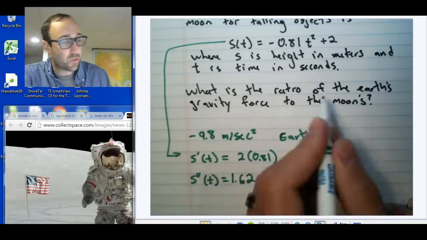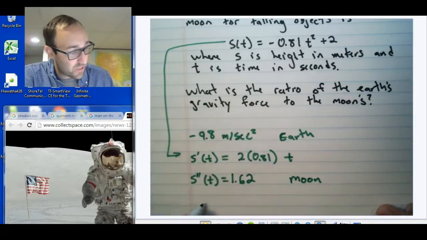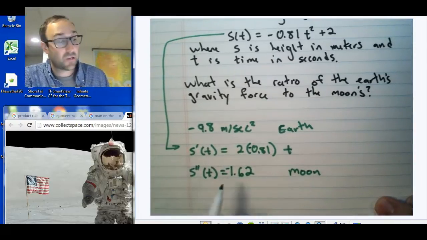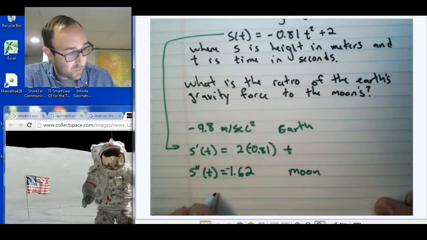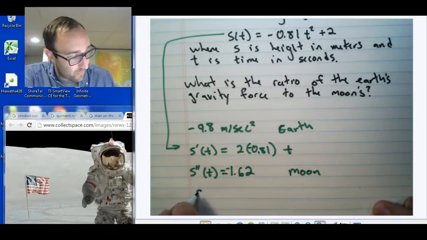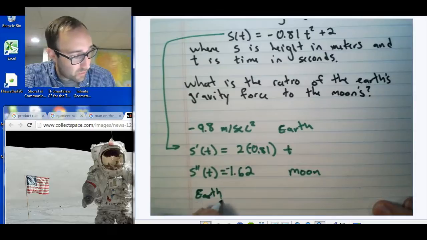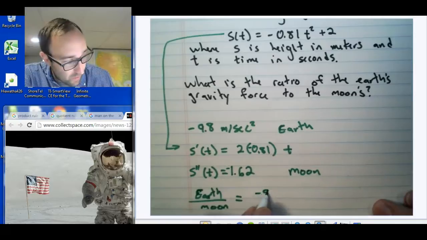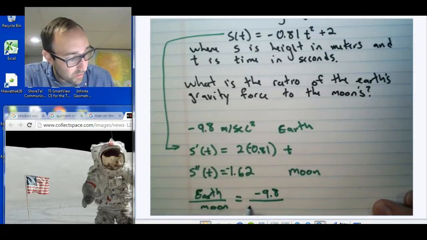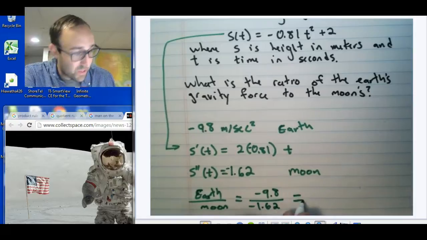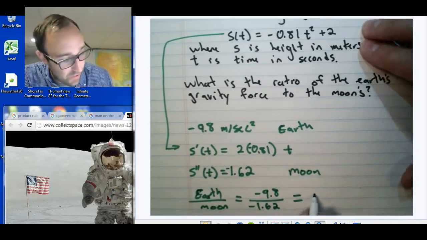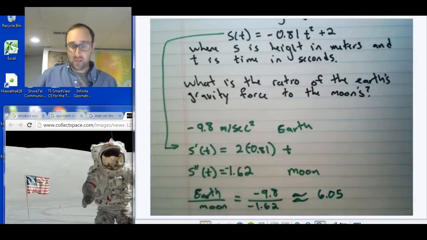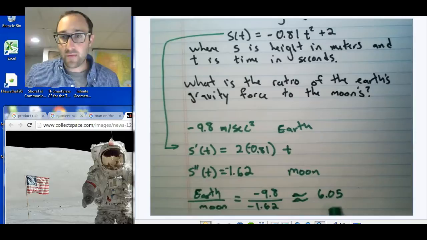So then we want to say, what is the ratio of the Earth's gravity to the moon's? Oh, and that should be a negative right there, because this was a negative here. I did make a mistake. Yep, good. Okay, so the Earth's gravity over the moon, that's what we're going to write. Make sure we have them in the right spots. It's going to be negative 9.8 over negative 1.62. So if we clean that up, what's the ratio of those two things? It's about equal to 6.05, which means the Earth's gravity is about 6 times stronger than the moon's.